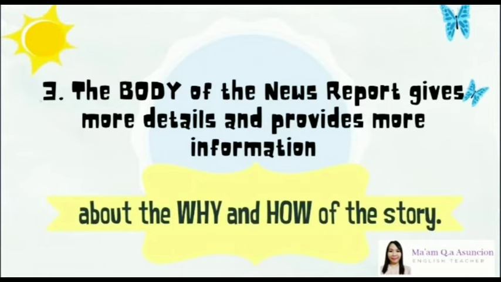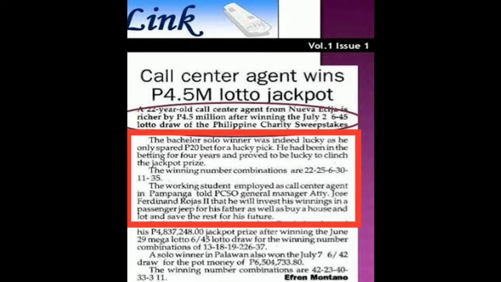Let's go back to our previous news story. Which is our body here? The body in this news story is: the Bachelor solo winner was indeed lucky as he only spared a 20-peso bet for a lucky pick. He had been betting for 4 years and proved to be lucky to clinch the jackpot prize. The winning number combinations are 22, 25, 6, 30, 11, 35.